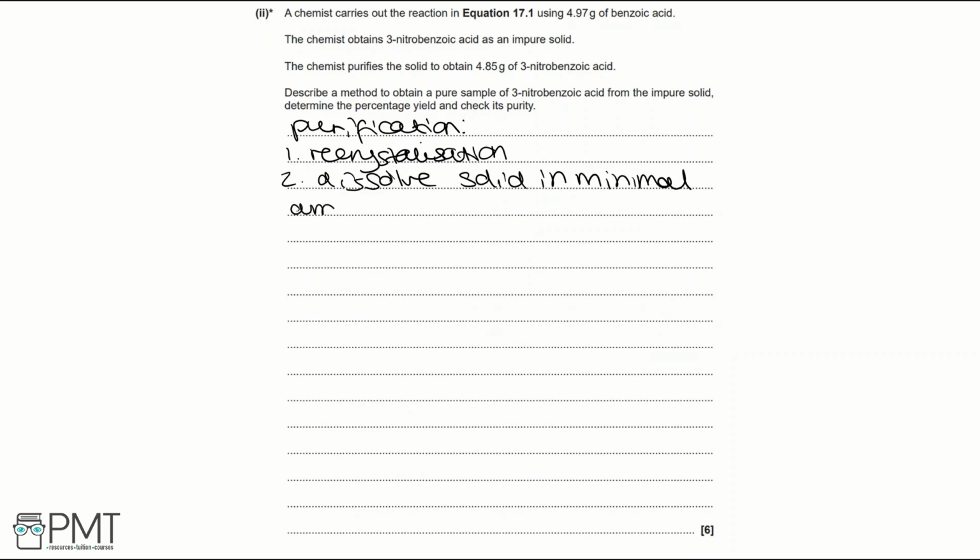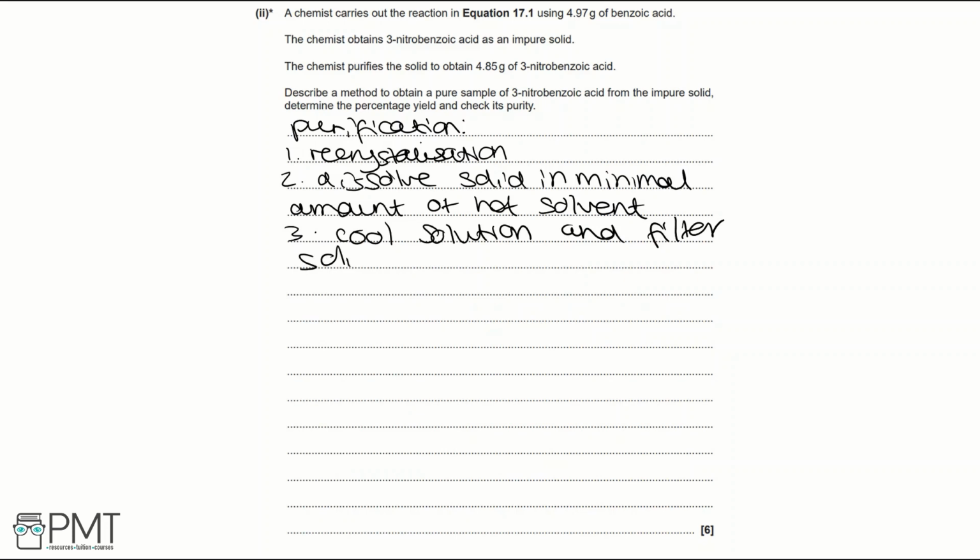Thirdly, the third stage of purification is that you need to cool the solution and filter the solid. In this stage, cool solution, or cool and filter are our key words to get the marks for this stage of purification. The final stage of purification is that you need to wash with cool solvent. Here, cool solvent is the key word.